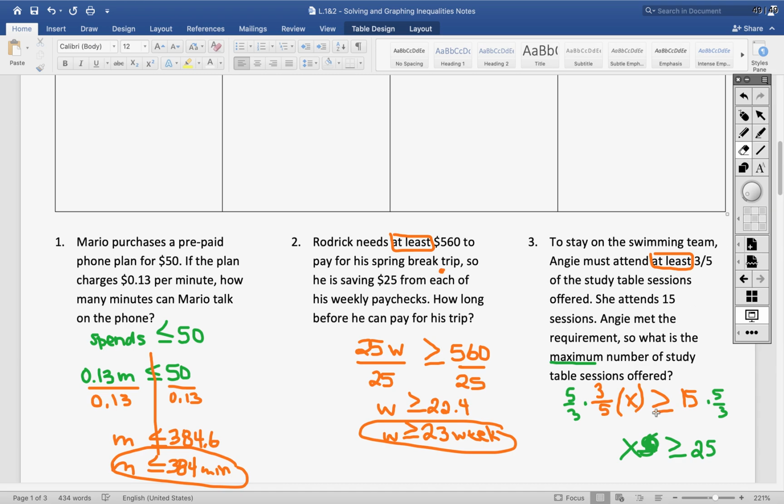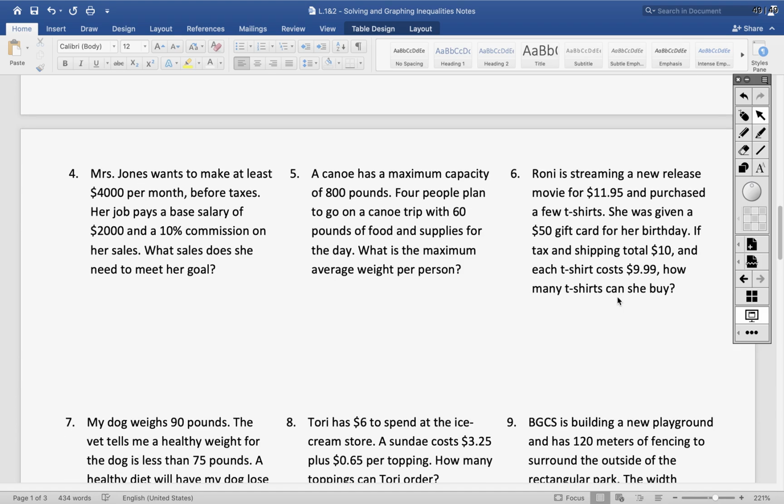So I wrote that equation wrong. So if I'm looking at this, 3/5 x is how much she must attend, and this is how many she actually attended. And 3/5 x has to be at least. So it has to be greater than or equal to the other amount. And so x is a minimum of 25 lessons, or a maximum, of 25 study sessions. Not speaking well today, I apologize.